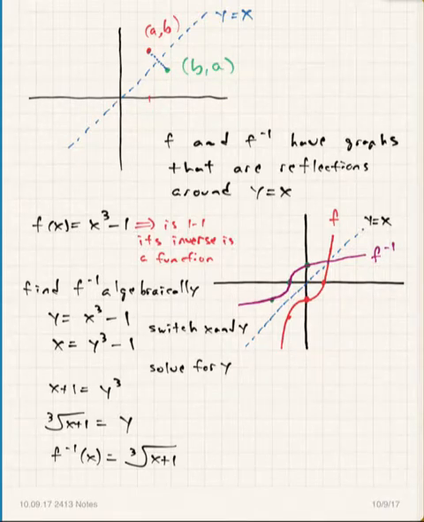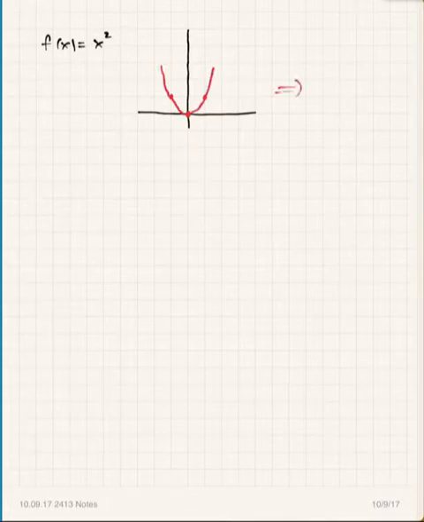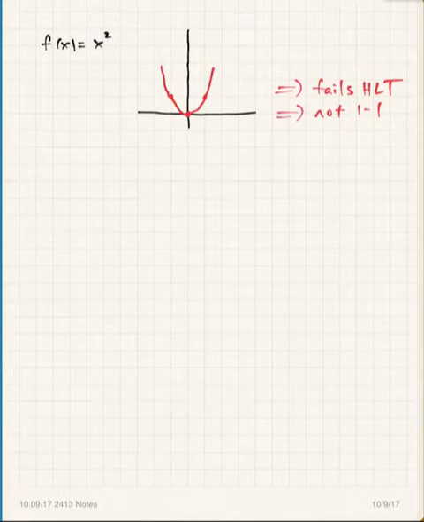Now if we go on here and look at the function f of x equals x squared, notice that the graph is a parabola with vertex at the origin. And notice that that graph fails the horizontal line test. This one fails the horizontal line test, and so this function is not 1-to-1, and so its inverse is not a function.